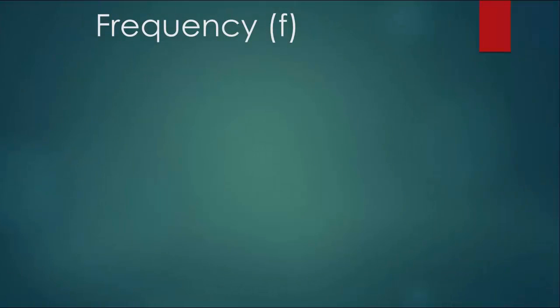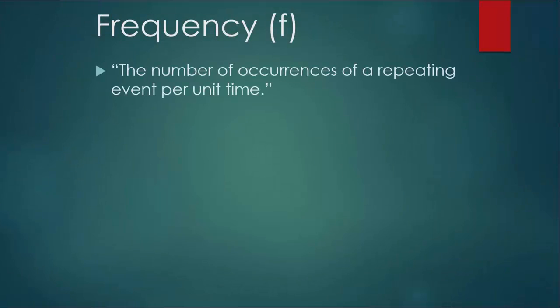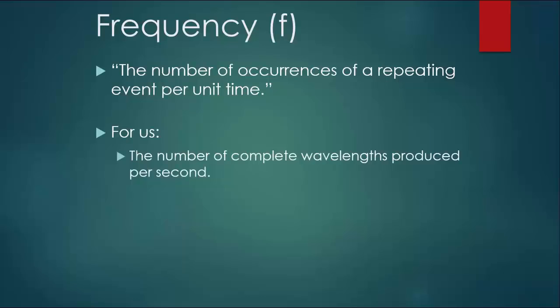Okay, how about frequency? A really broad way we could define frequency is the number of occurrences of a repeating event per unit time, but don't write that. For us, we'll describe frequency as the number of complete wavelengths produced per second, or the number of oscillations per second.